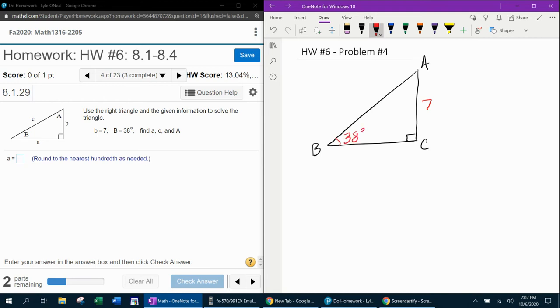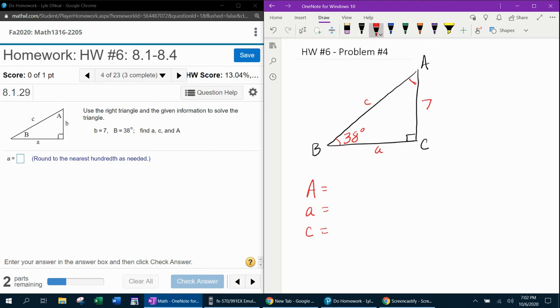Now, when it says solve the triangle, that means to find all of the missing pieces. So the first thing I want to do is take an inventory of what I'm missing. I do not have angle A, and I do not have little c or little a. And so I'm going to have to find all three of those pieces.